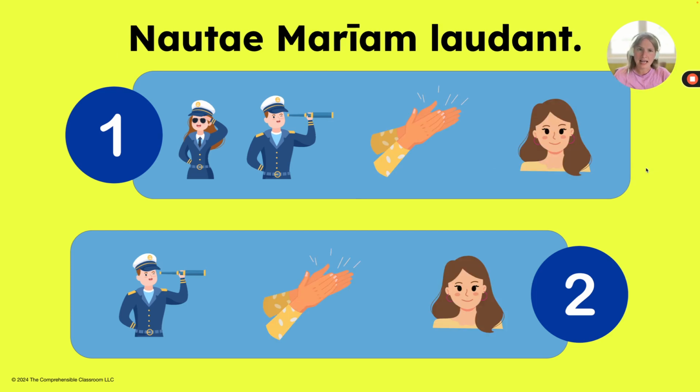Nautai Mariam laudant. Nautai, is that 1 or 2 sailors? Did you guess number 1? More than 1 sailor. So it's nautai laudant, because it's more than 1 sailor. It's laudant, not laudat. Nautai Mariam laudant. The sailors praise Maria.